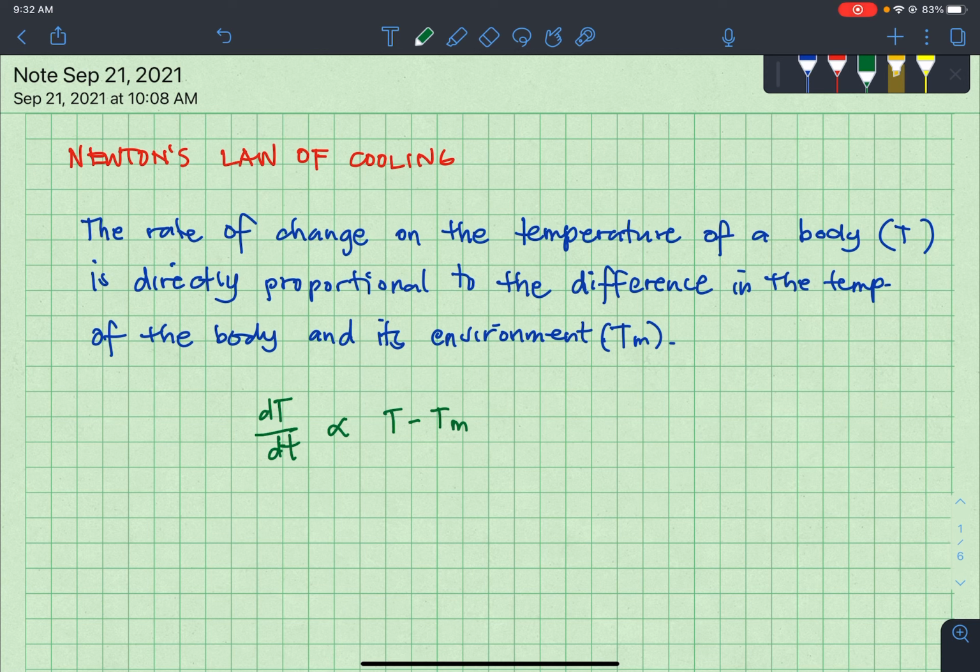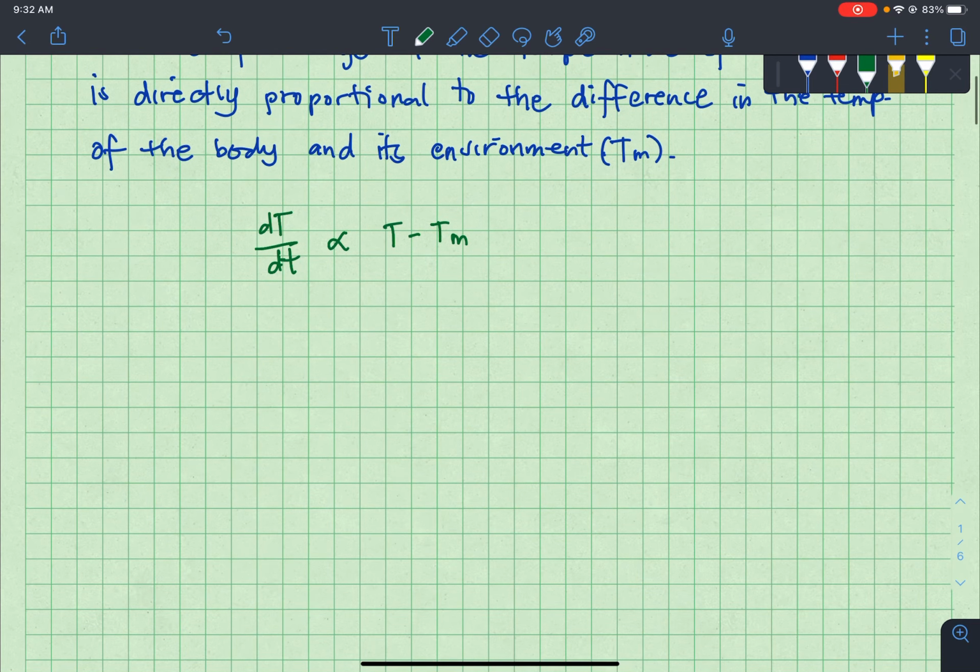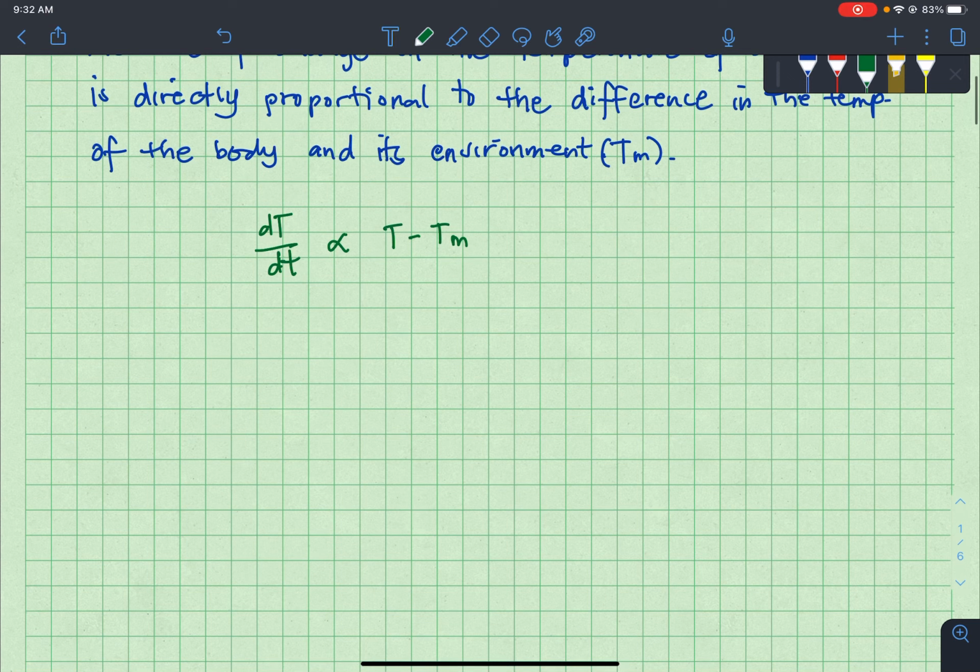In representing the principle of Newton's law of cooling, we have this rate, and similar to what we had before, we can transform this into a differential equation by introducing a proportionality constant K to the difference T minus T sub m. Again, this is a separable equation: dT over T minus T sub m equals K dt.